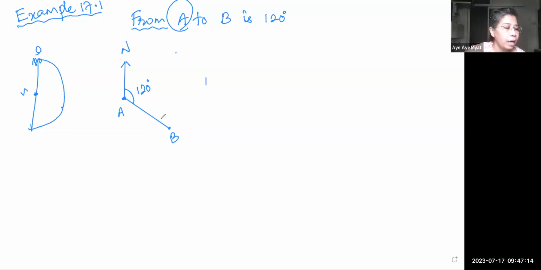In this diagram, the bearing from A to B is 065.